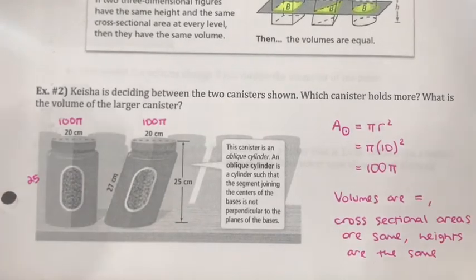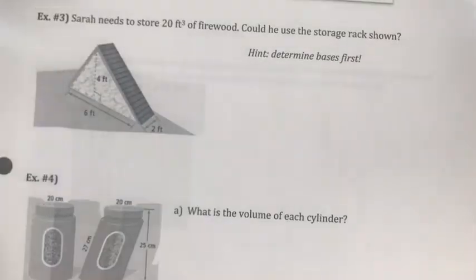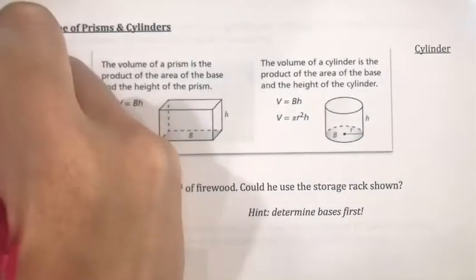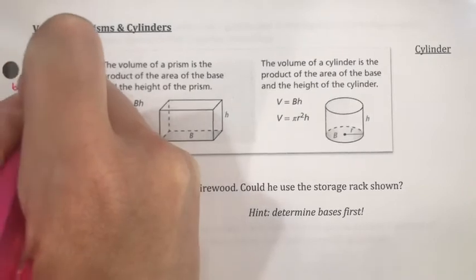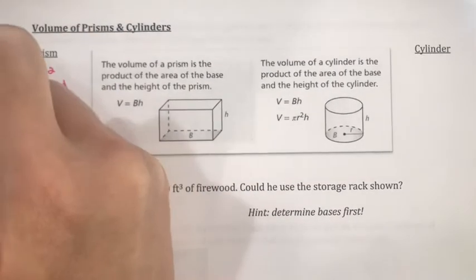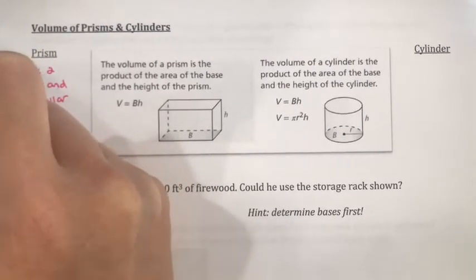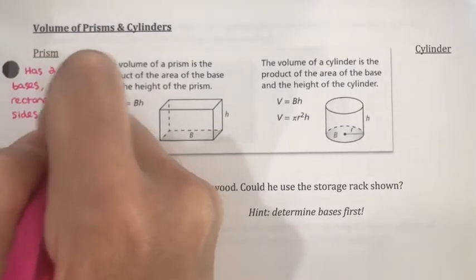Let's go ahead and flip to the next page. And here we have our formulas for the volume of a prism and the volume of a cylinder. So let's just talk about what a prism is first. So a prism has two bases and rectangular sides. We call those lateral faces.